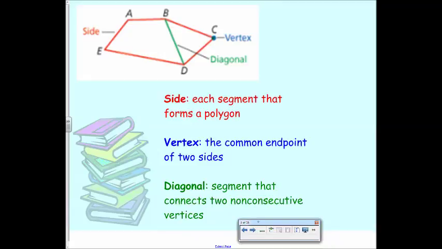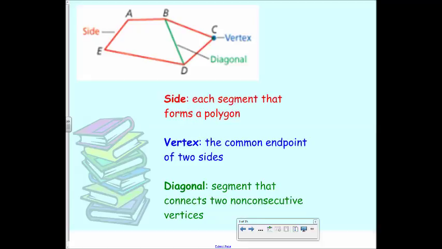All right, so here are some vocab words and parts of it that you need to know. Some of them you already know. A side is each segment that forms the polygon, so all these red ones right here, those are your sides. A vertex is in blue right here. A vertex is the corner where 2 sides meet, so that common end point. And a diagonal is a segment that connects 2 non-consecutive vertices. What does non-consecutive mean? Not connected. They're not right next to each other, okay?